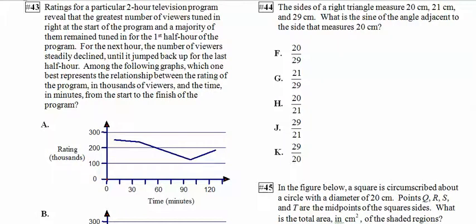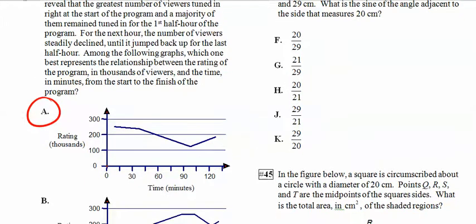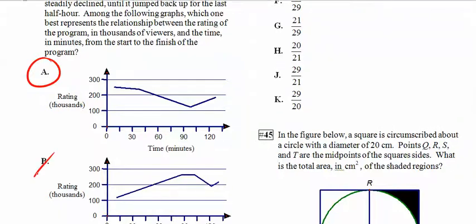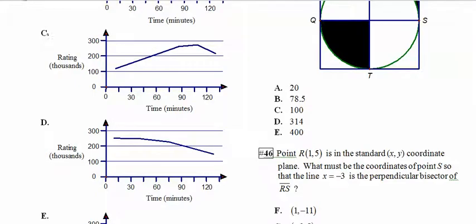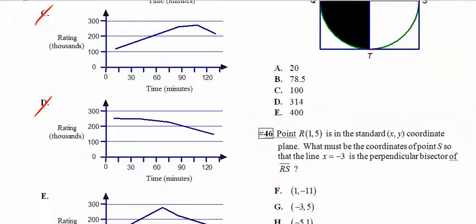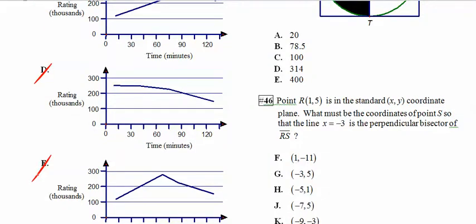Ratings for a particular 2-hour television program reveal that there's a lot right at the beginning. They stay more or less tuned in for a half hour, then it drops. And then the last half hour it picks back up. So if you look, that's this. Slows a little, drops, then picks back up. We can go through each one. This one goes up steadily, so no. C goes up steadily. D drops but never comes back up. E goes up, so it needs to drop.